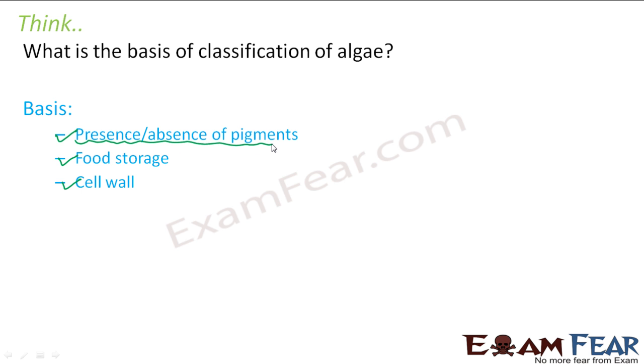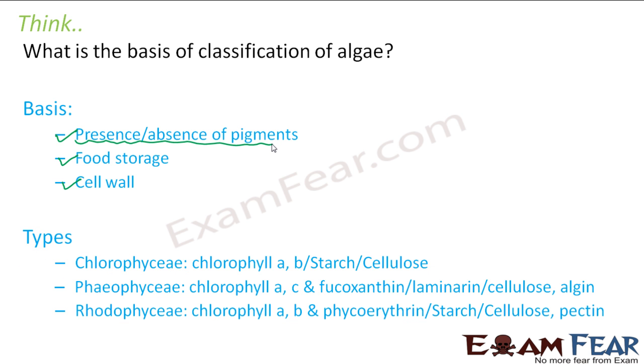Now, due to the presence of different types of pigments, the color of the algae was also different. So, we divided them into three types, that is chlorophyce, phaeophyce and rhodophyce. Chlorophyce had chlorophyll A, B, that is why they were green in color. Phaeophyce had chlorophyll A, C and fucoxanthin, because of which they were brown in color, and rhodophyce had chlorophyll A, B and phycoerythrin, because of which they were red in color.